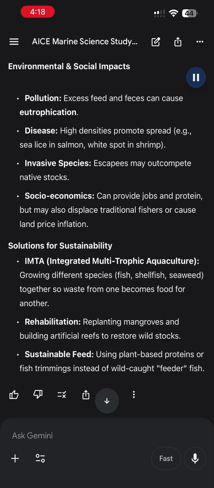Solutions for sustainability. IMTA, integrated multi-trophic aquaculture, growing different species, fish, shellfish, seaweed, together so waste from one becomes food for another. Rehabilitation, replanting mangroves and building artificial reefs to restore wild stocks. Sustainable feed, using plant-based proteins or fish trimmings instead of wild-caught feeder fish.